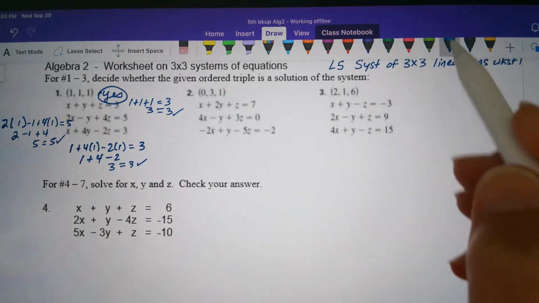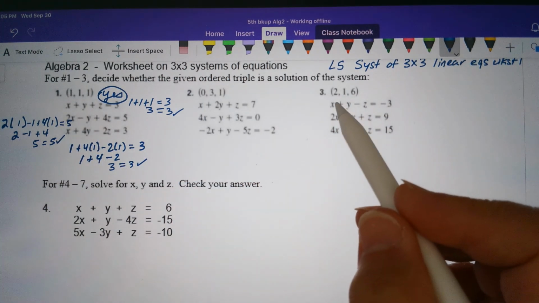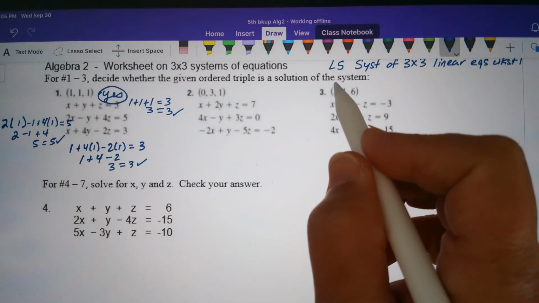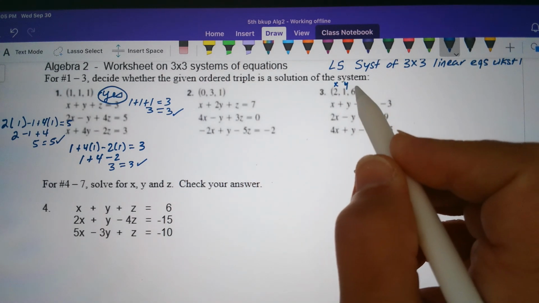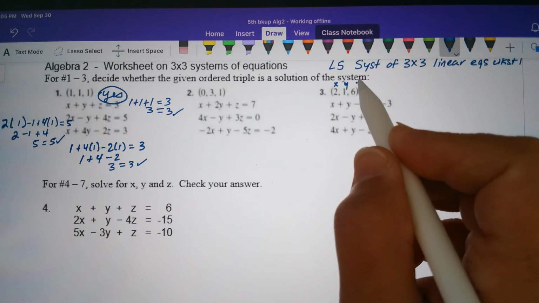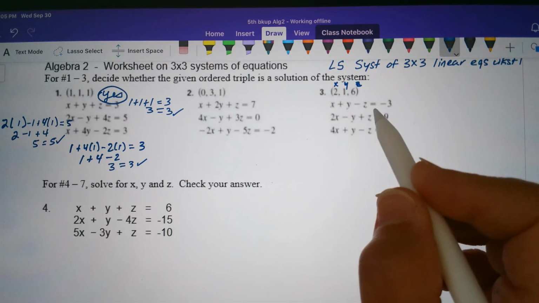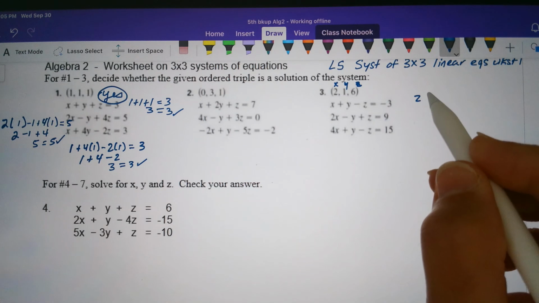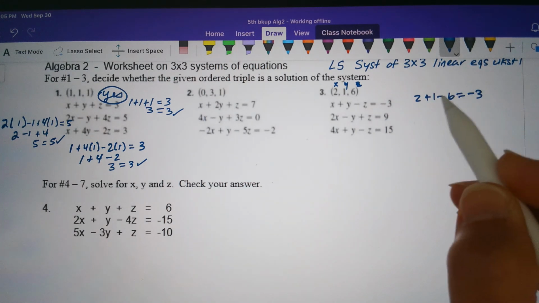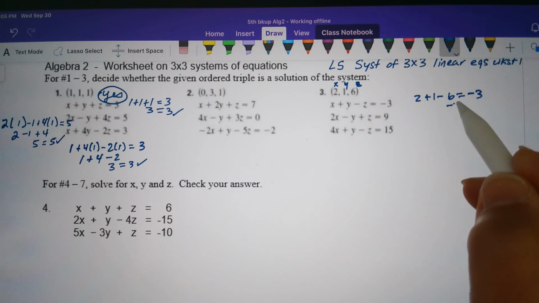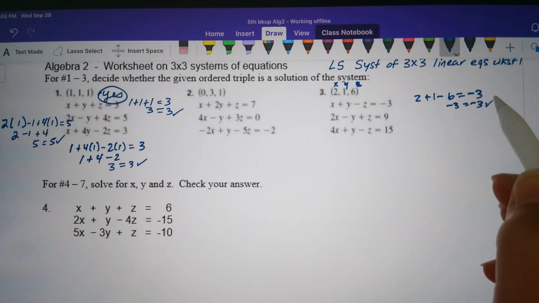Going over to number 3, we have 2, 1, and 6. So we replace x with 2, y with 1, and z with 6. In the first equation, 2 plus 1 minus 6. Does that equal negative 3? 3 minus 6 is negative 3. Yes, that checks.